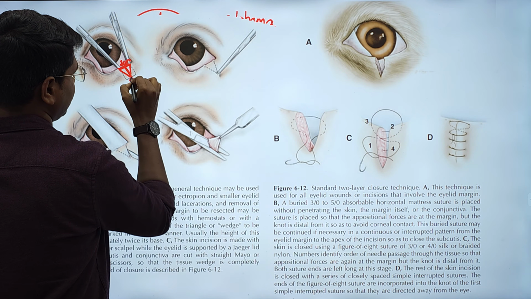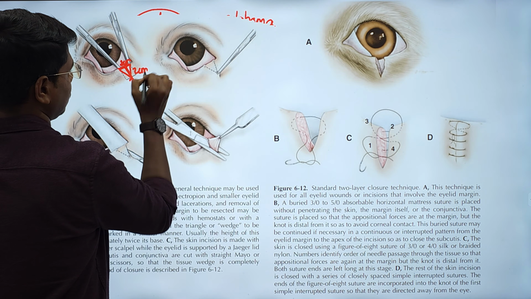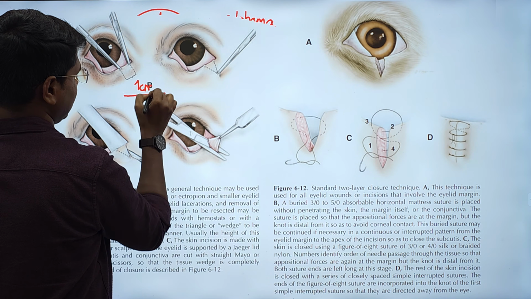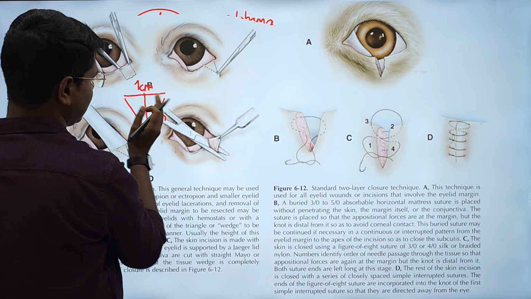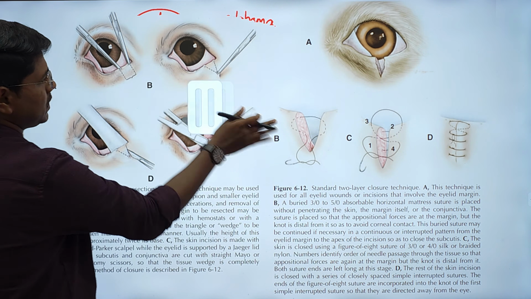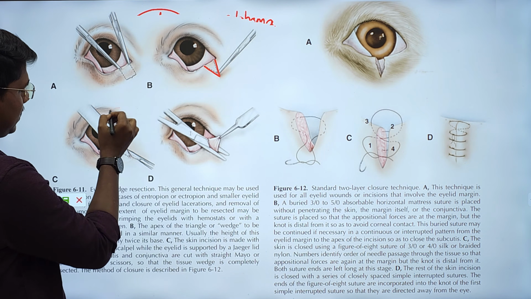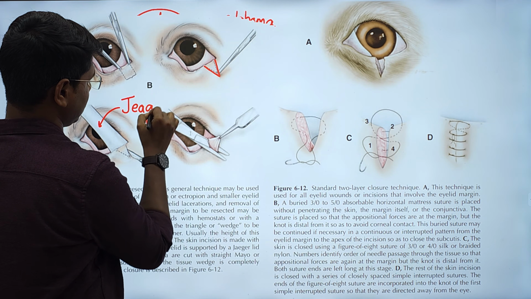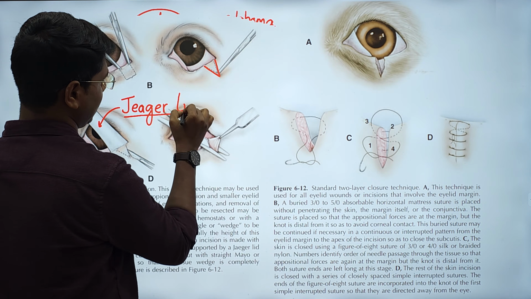This height should be twice of this one. If the base is 1 centimeter, then the height should be 2 centimeters. Then you have to make a triangle and this triangle should be removed. Understood? Now you will find a triangle, and for that piece of triangle, this particular instrument is the Jaeger lid plate.